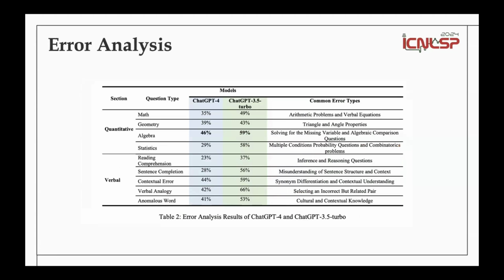We performed an error analysis for the incorrectly answered questions by both models, and we found that the highest error rate in the quantitative section was in the algebraic question type. As we have seen previously, the algebraic question type is solving for the missing variable. Both models obtained high error rates in this question type. As for the verbal section, both models obtained the highest error rate in the contextual error question type, which is the word that contradicts the meaning of the sentence.